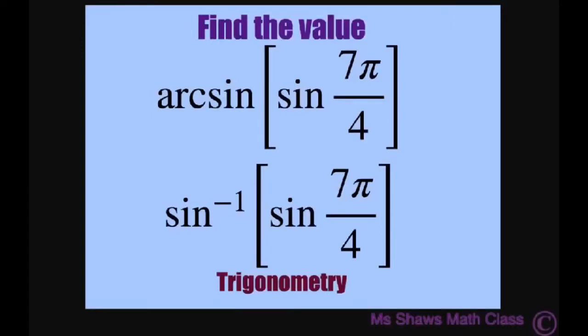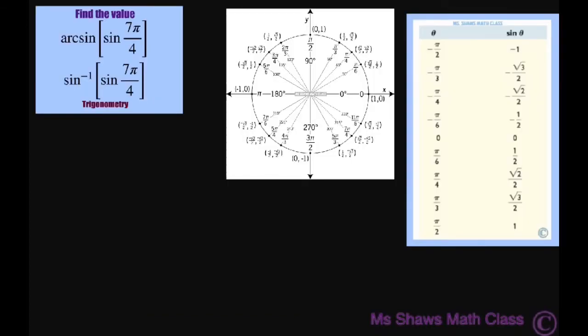Everyone, we're going to find the value of arcsin of sine of 7 pi divided by 4. Or you can write it as inverse sine of sine of 7 pi divided by 4. These are the same. This is just a different way to write inverse sine. This was used for old typewriters, which had a hard time doing this version. So just know that they're the same.